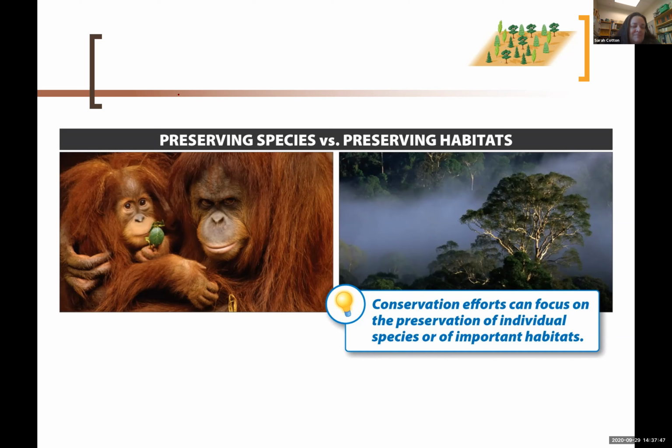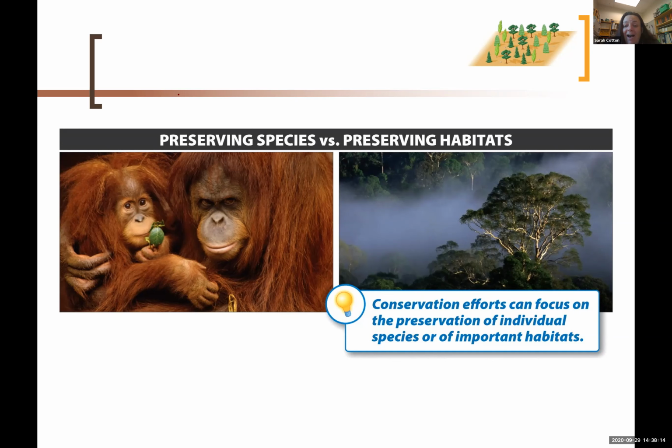So should we preserve species or should we preserve habitats? Well, I'm hoping that by now, based on what you've learned about food webs and all of that, you would say, well, yeah, we should totally preserve habitats. Because what does it matter if we save one species if the rest of their habitat comes unglued and falls apart, right? That's useless. Why would we do that? So I hope you see that.